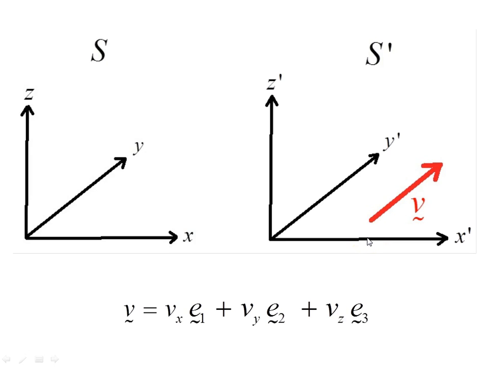We want to now look at the general case where the inertial frame S prime could be moving in any direction relative to S, any arbitrary direction. That's what we want to look at here, and how to derive the Lorentz transformation for the general case where this object is moving with some velocity in an arbitrary direction.